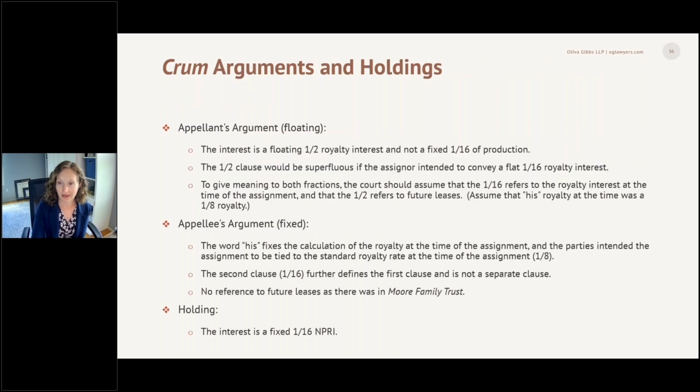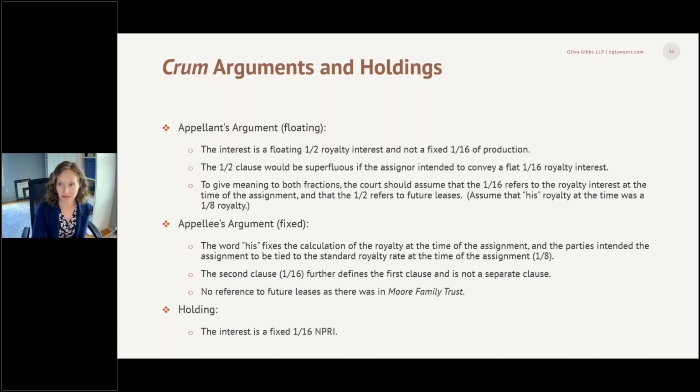The trial court held that the interest was a fixed 1/16 royalty, and the Seventh District agreed. On appeal, the appellant argued that the interest was floating. The 1/2 clause would be superfluous if the S&R intended to convey a flat 1/16. Why mention a 1/2 at all? And the court should assume that the 1/16 refers to the royalty interest in leases at the time of the assignment, being 1/2 of 1/8, and that the 1/2 refers to the royalty interest in future leases.